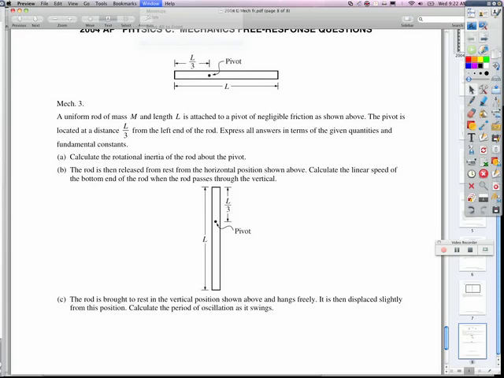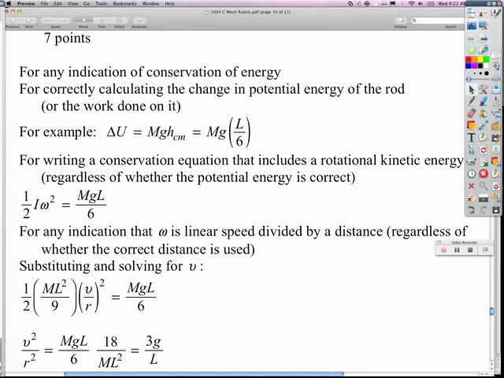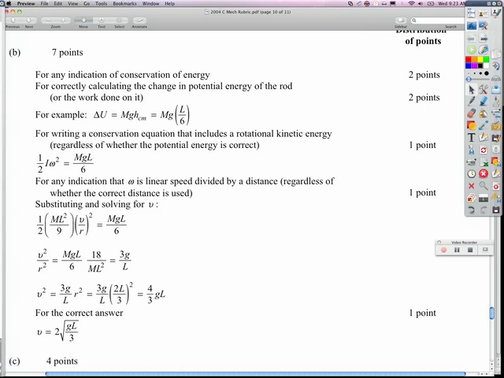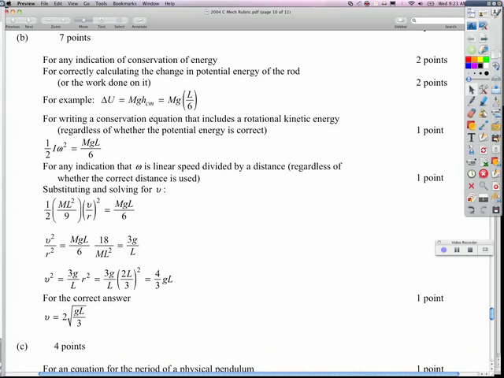Where did the top go? That's where they get the derivation equation, and then they're just doing a bunch of conversions. Because what is I? Well, you just calculated that in part A. It was mL squared over 9. Omega squared becomes v over r squared, and you solve through and get your answer of v is 2 square root of gL over 3. So that's just a bunch of algebra.